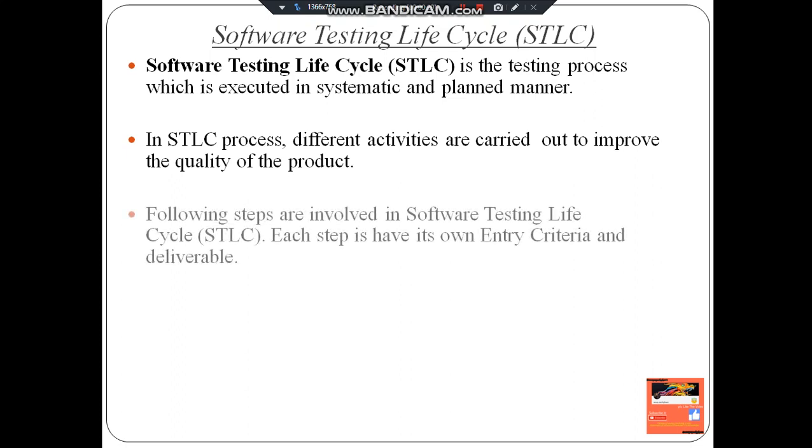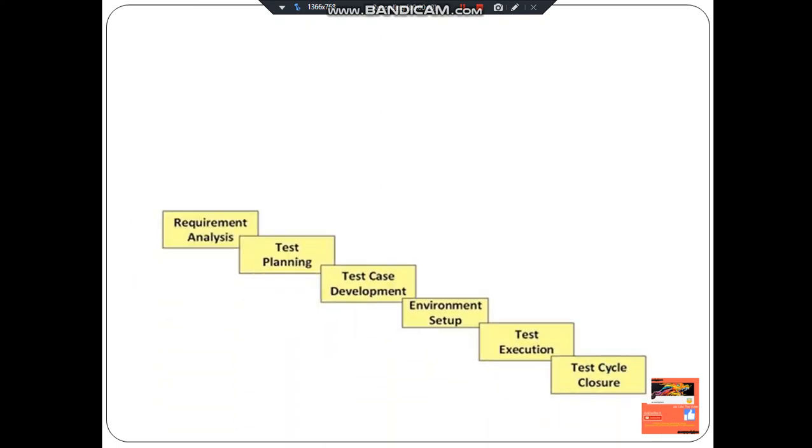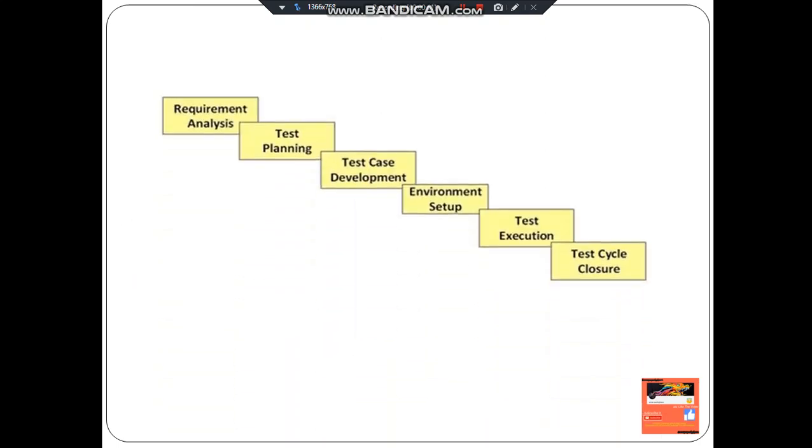The following steps are involved in the software testing life cycle (STLC). Each step has its own entry criteria and deliverable. First, requirement analysis. Second, test planning. Third, test case development. Fourth, environment setup. Fifth, test execution. Sixth, test cycle closure. Figure for the software testing life cycle (STLC).